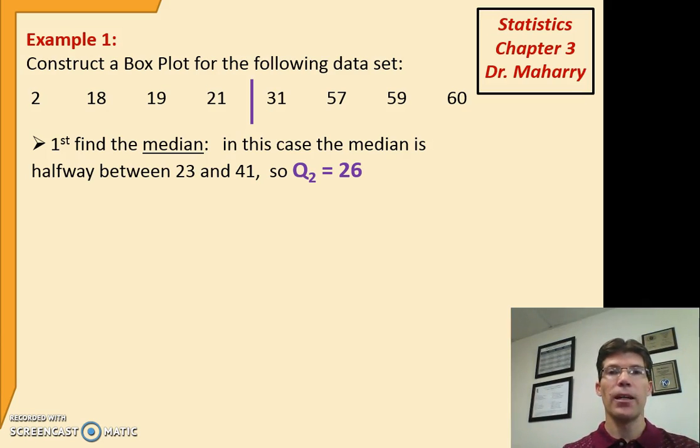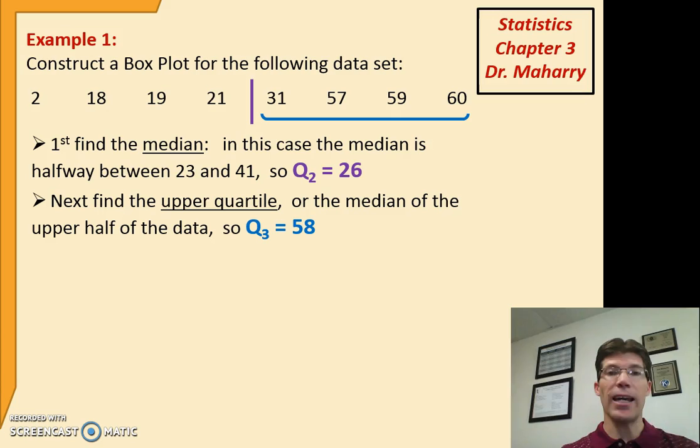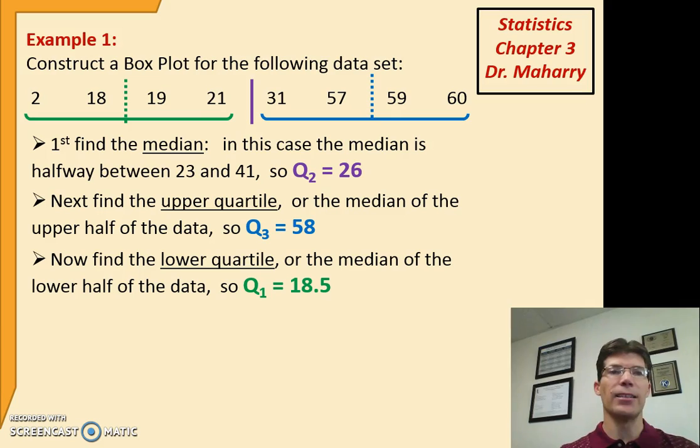So there's our median. Next, we look at the upper half of the data and divide it in half again. Here, the upper quartile would be 58, halfway through the upper half of the data. Next, we look at the lower half of the data and find its median, so the lower quartile is 18.5. Notice how the quartiles divide the data into quarters. Here we had 8 numbers, and we've divided them into 2, 2, 2, and 2, or the lowest 25%, the next 25%, the next 25%, and the next 25%. That's how you find your quartiles.